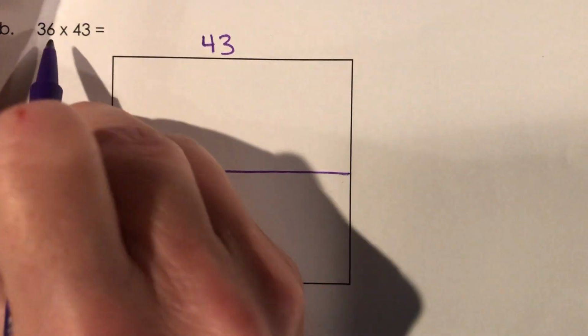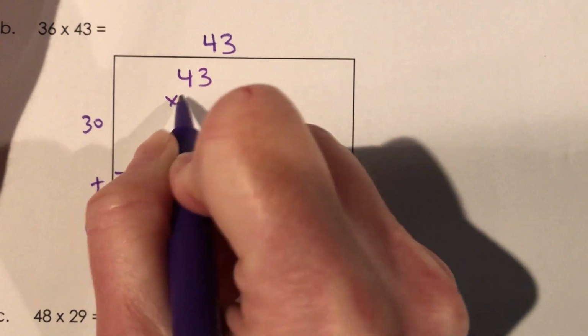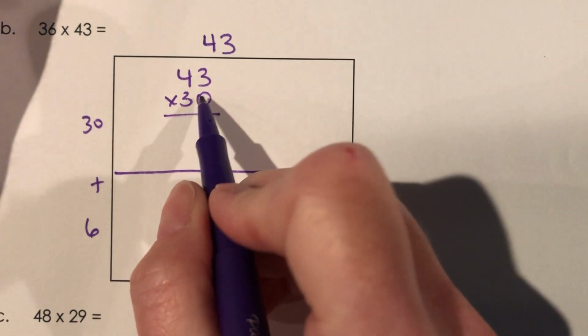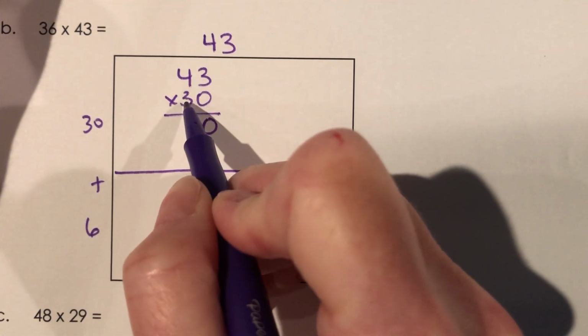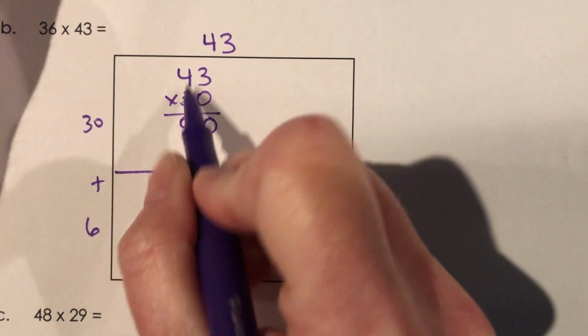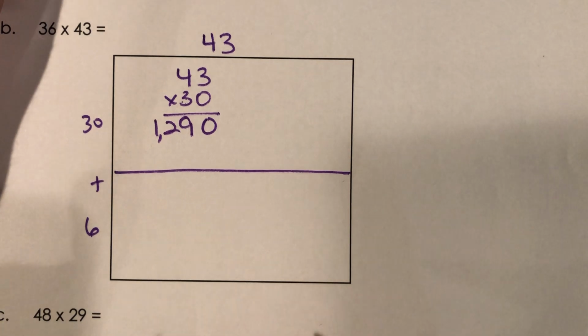So now I'm going to take 43 times the 30 and the 36. And when I do 43 times 30, if you ever see it set up like this, we know, oh, I have a multiple of 10. I'm going to have a 0 at the end. And now you can go ahead and just multiply that 3 through. 3 times 3 is 9. 4 times 3 is 12. So 1,290 for that box.